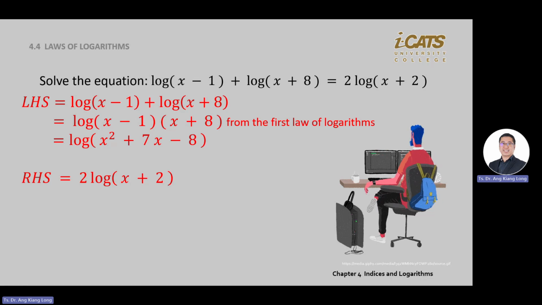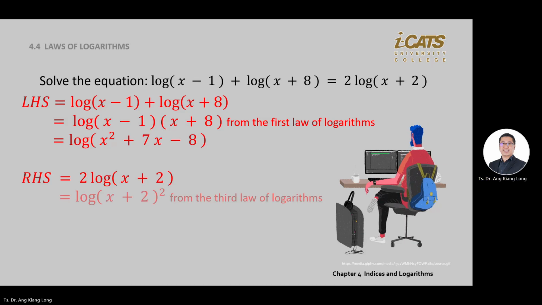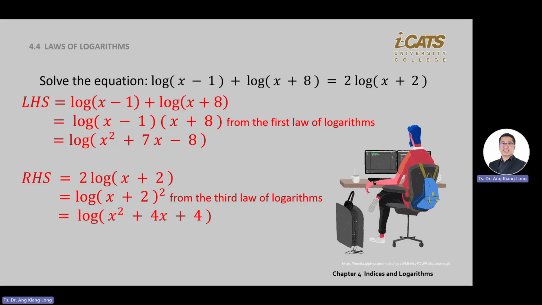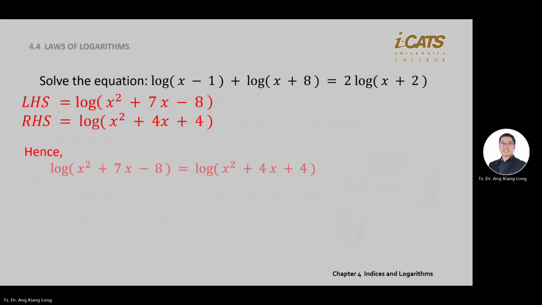So what you do, you pull the third log, which is pull the 2 to the power position. And you expand. Left hand side you get log power square, x square plus 7x minus 8. Another side you get log bracket, x square plus 4x plus 4. Then you group them together, compare them side by side. Okay, you put them together.